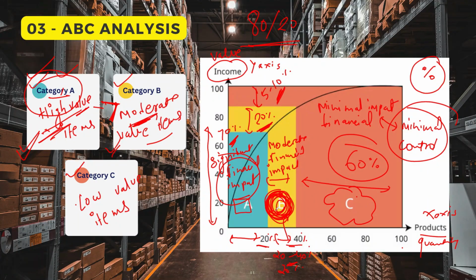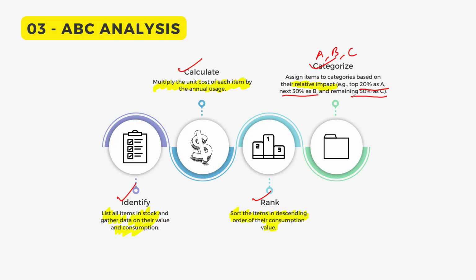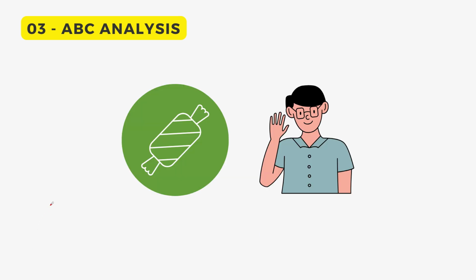As you can see in the previous slide, it was 20, 20, and 60. Here it's 20, 30, and 50. So it depends upon the organization, and the product also, the most viable product also. It depends on that. Now let's take an example to understand ABC analysis in detail.